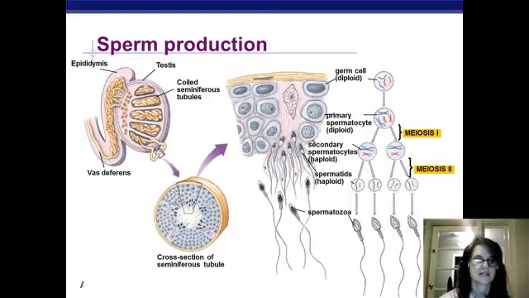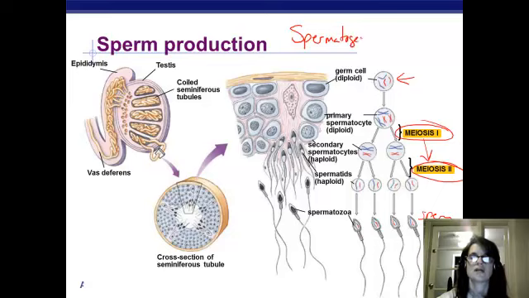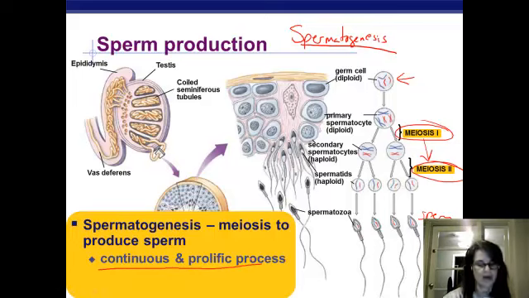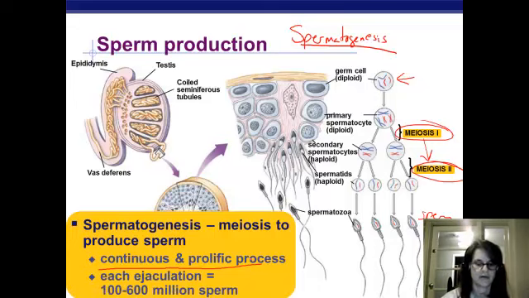This is meiosis in a male, and it creates sperm. Again, we start out with a diploid cell, we go through meiosis 1, meiosis 2, this is meiosis, the two divisions, and we create sperm cells. This is called spermatogenesis. This is meiosis that occurs in a male to create sperm. Okay? It is a continuous process. It goes on for the life of the male. Billions and billions and billions of sperm created over life.